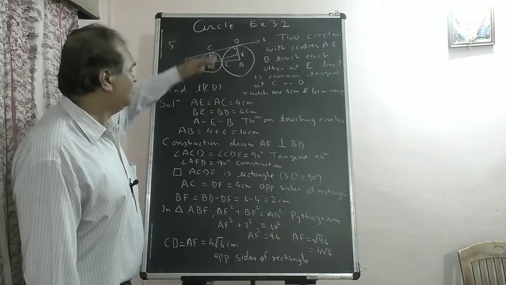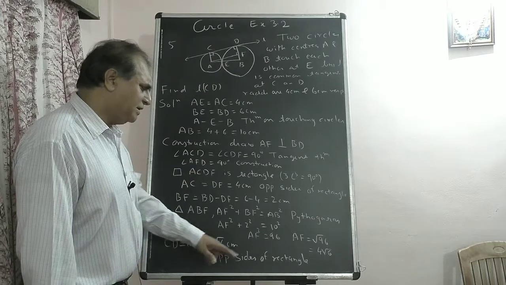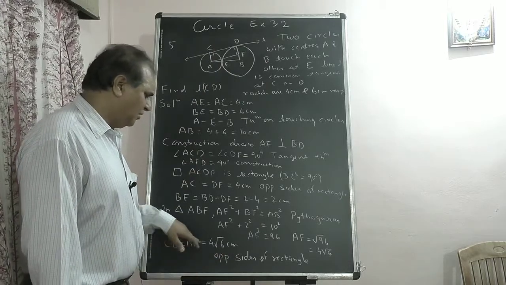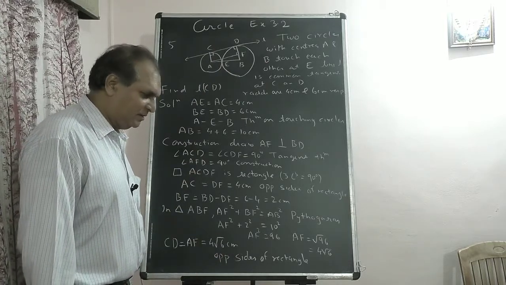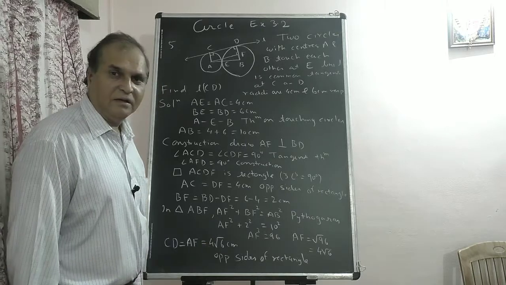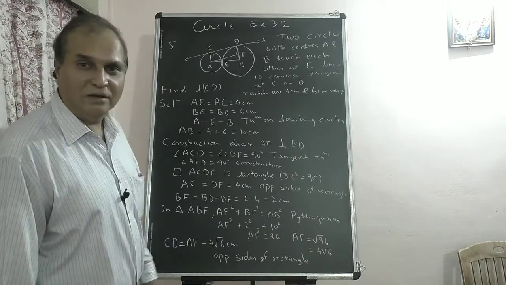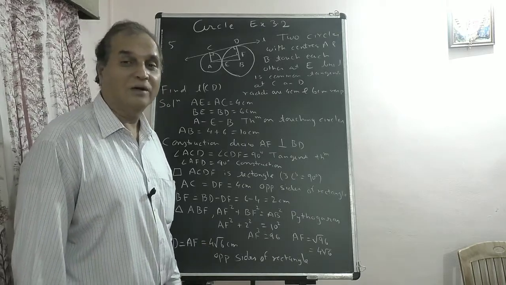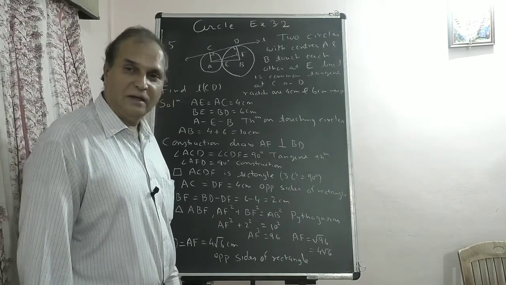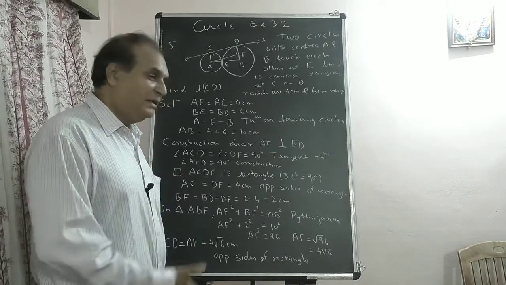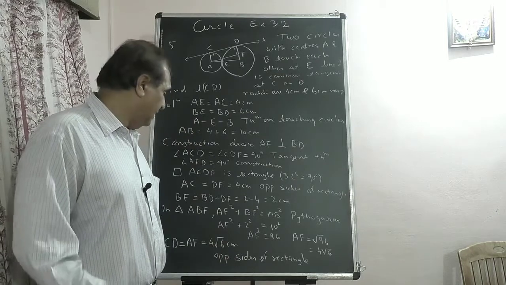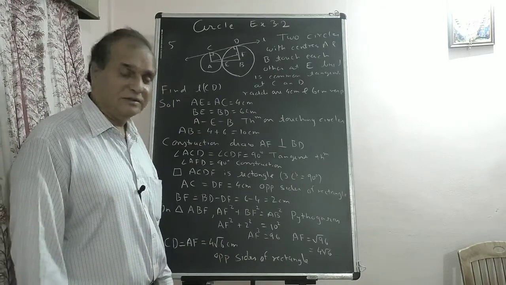Now AF is equal to CD, opposite sides of a rectangle. So CD is also 4 root 6 centimeters. This is your answer. Don't forget centimeter. Units are important. You might lose 1 mark for that. Understanding? Easy. Any doubt, write in the comment box. Okay?